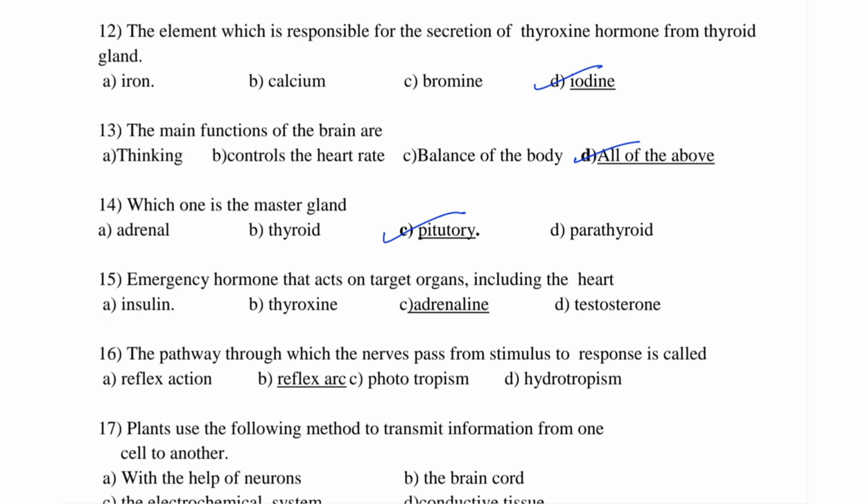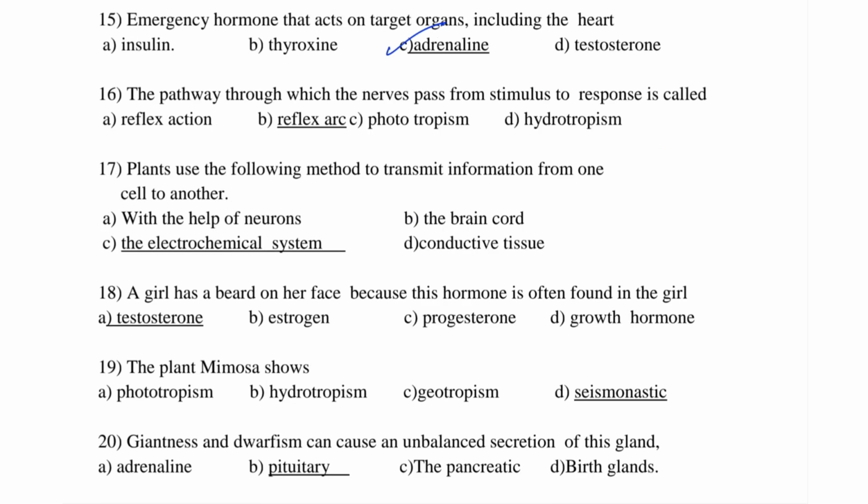Question number 15. Emergency hormone that acts on target organs including the heart. Option A, insulin, option B, thyroxine, option C, adrenaline, option D, testosterone. The right answer here is option C, adrenaline. It is the emergency hormone that acts on target organs, including the heart, where during an emergency our heart will beat faster and lungs can take more air inside. It's all because of the adrenaline hormone.